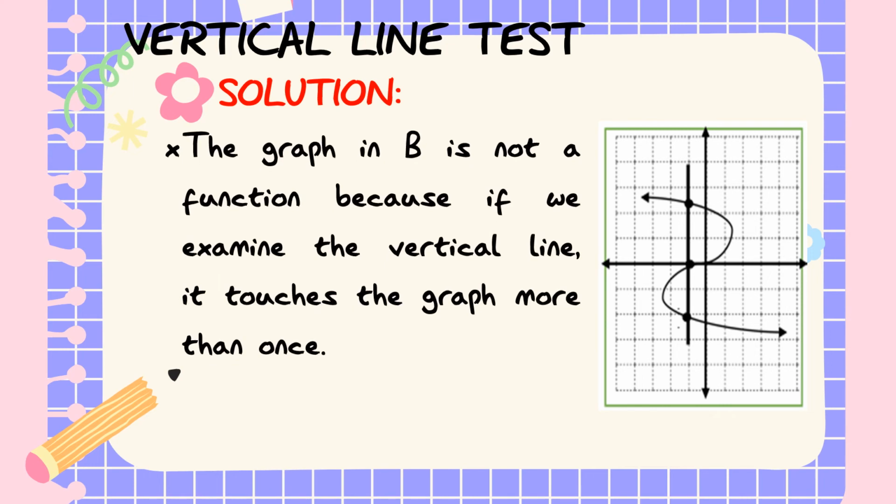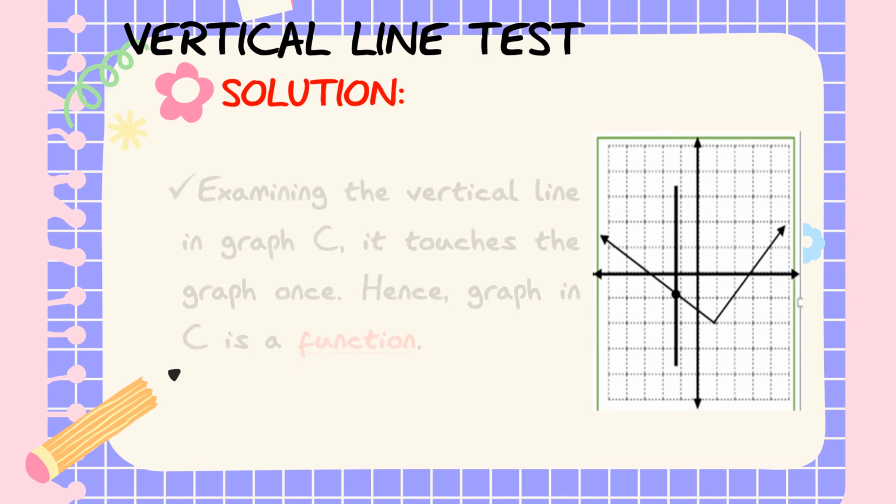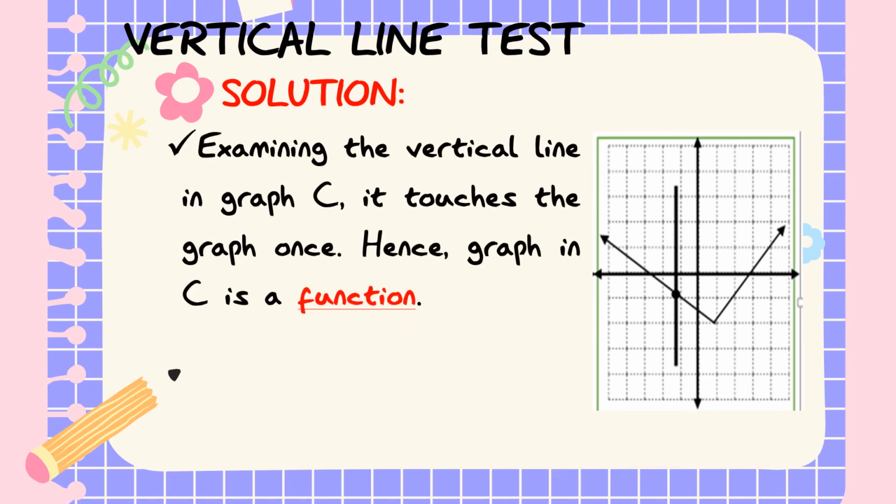Next, the graph in B, on the other hand, is not a function because if we examine the vertical line, it touches the graph more than once. You see, it touches 3 points at once. So it is not a function. Now, the graph C, examining the vertical line, it touches the graph once. Hence, the graph in C is a function.